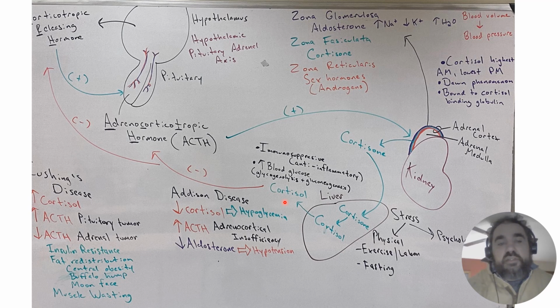They can, like in Cushing's disease, get muscle wasting. Why would they get muscle wasting? Because of gluconeogenesis. Gotta know that word forever.